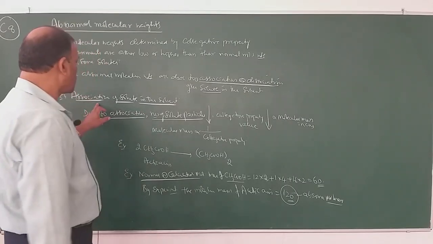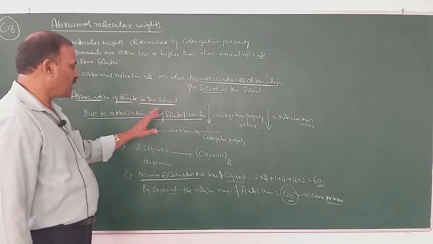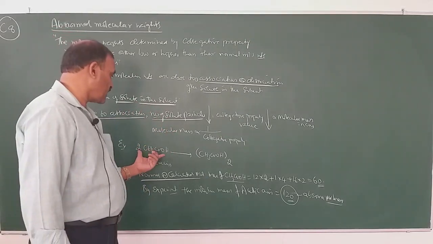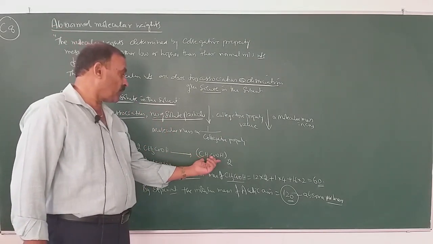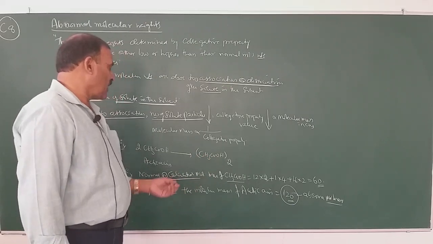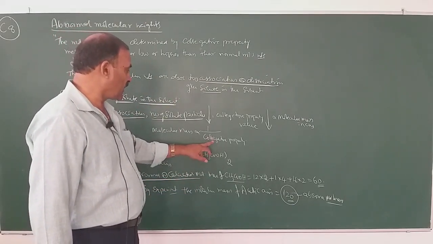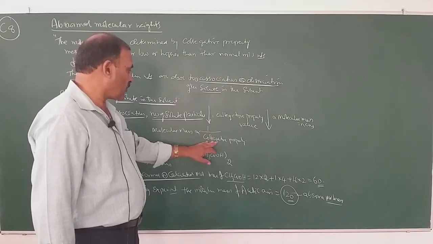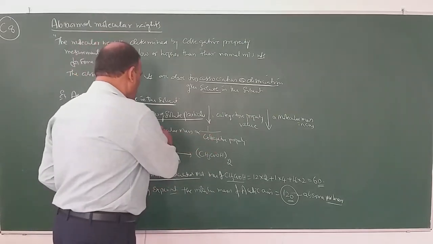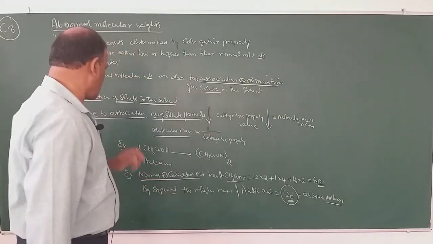Due to association of solute molecules in the solution, what happens? The number of particles decreases. When the number of particles decreases, the colligative property also decreases. When the colligative property value decreases, molecular mass increases.